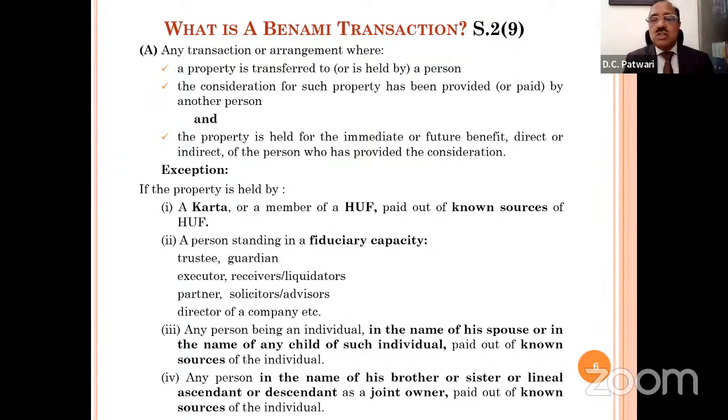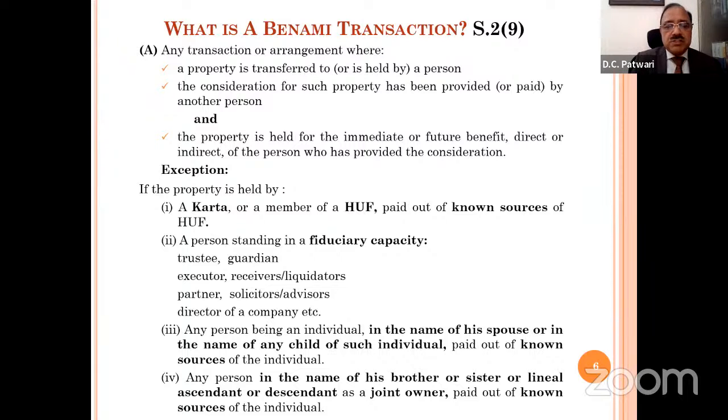Here, the known source I would like to explain in detail. Known source does not mean the taxable income of the HUF. It could be even the borrowed fund of the HUF. So that is why the word used here is known source. The legislature has not used the words assessed income or own source. So from known sources, if the payment is made by the HUF, and the property is in the name of Karta or any co-partner, it will not be treated as a Benami transaction.